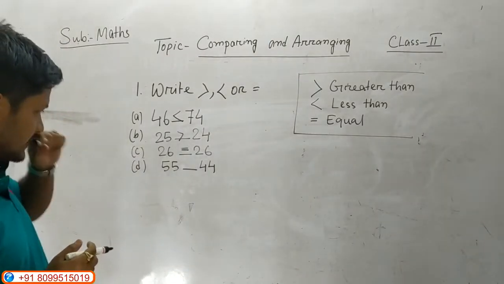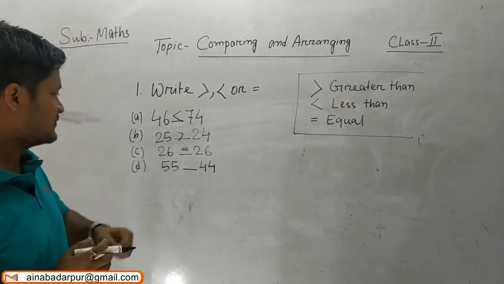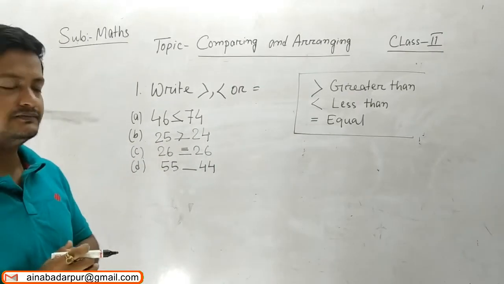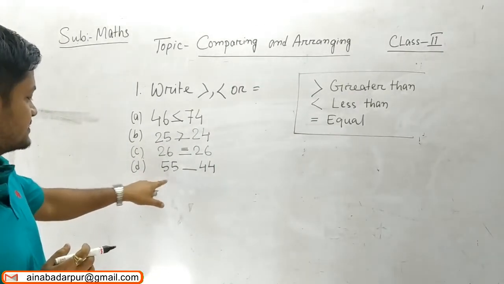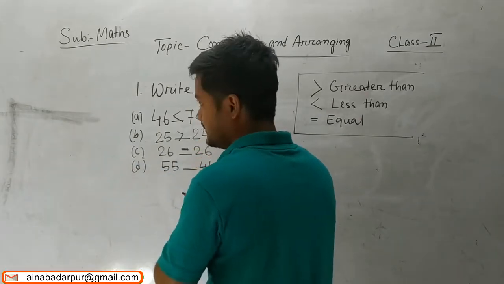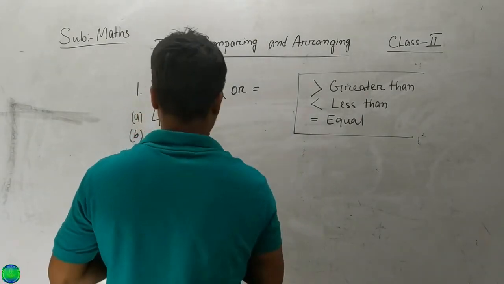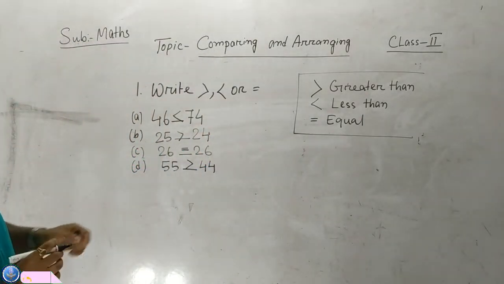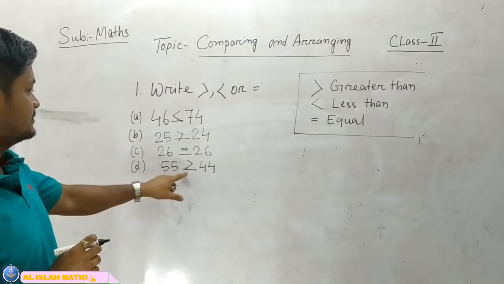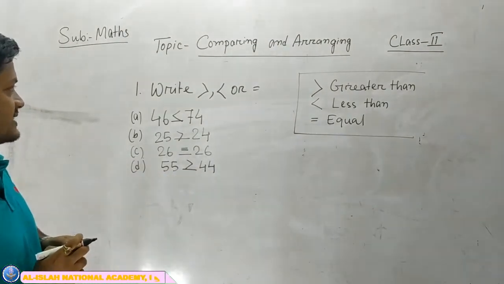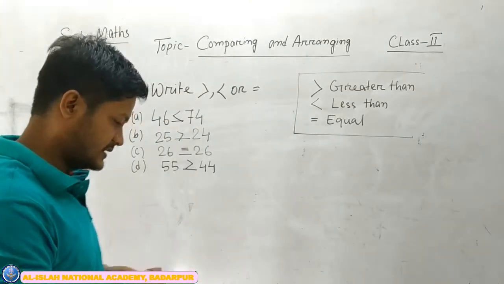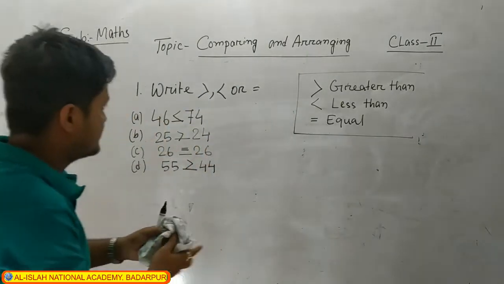Now 55 and 44. Which number is bigger? 55 is bigger. So the crocodile mouth goes to which number? The bigger number. You put this sign. This is called the greater than sign. Okay, let's see another question.